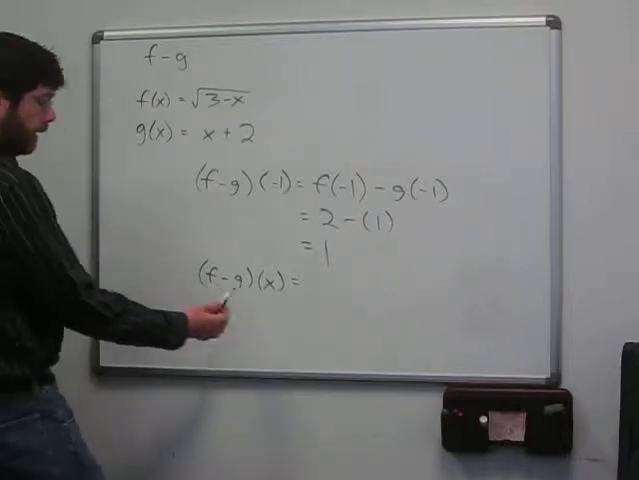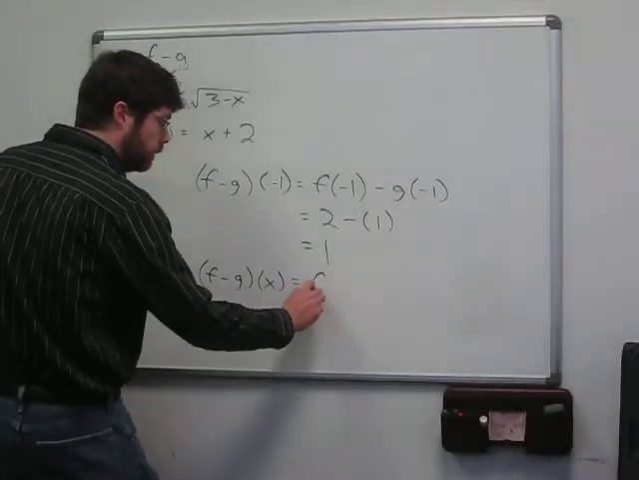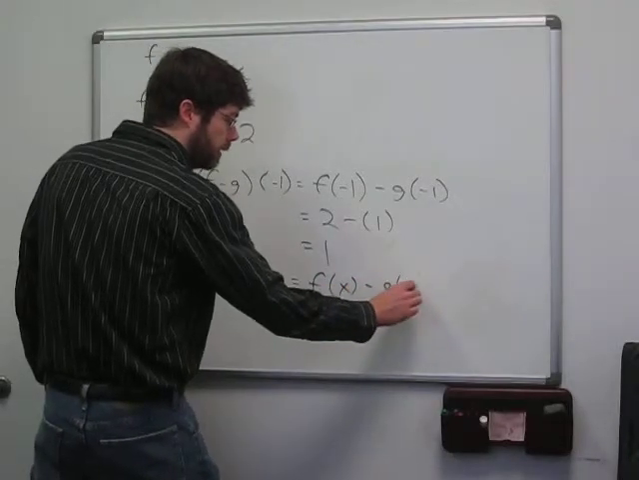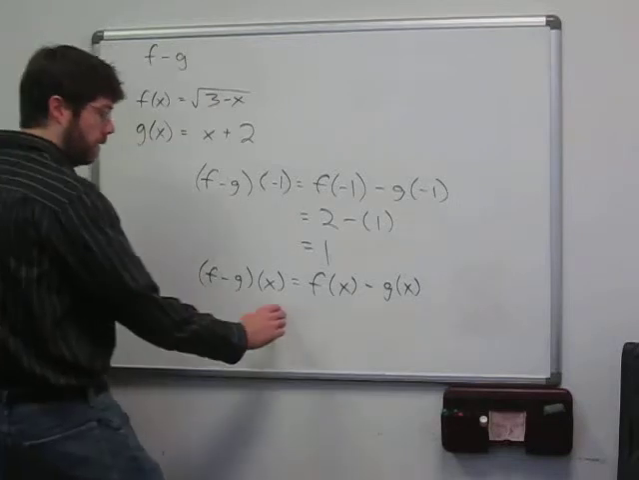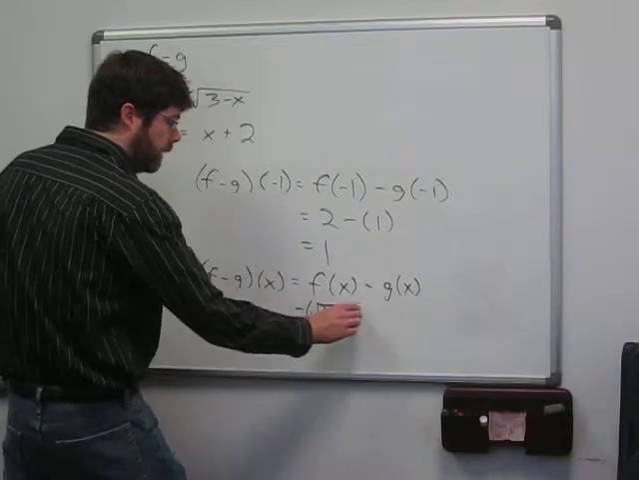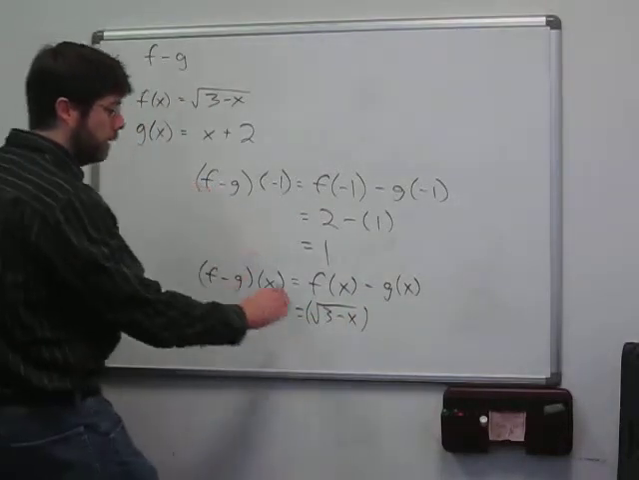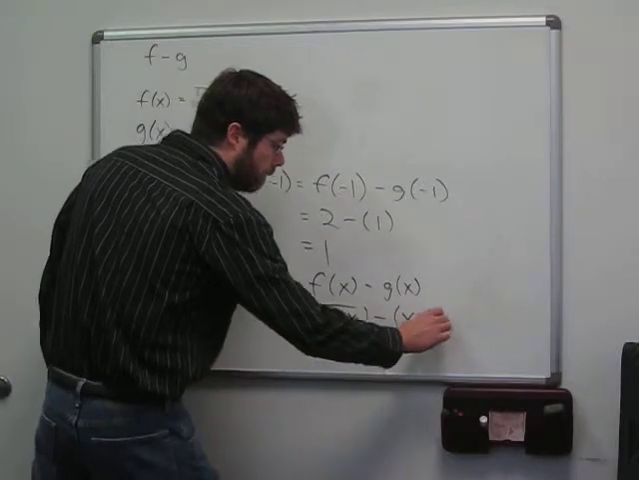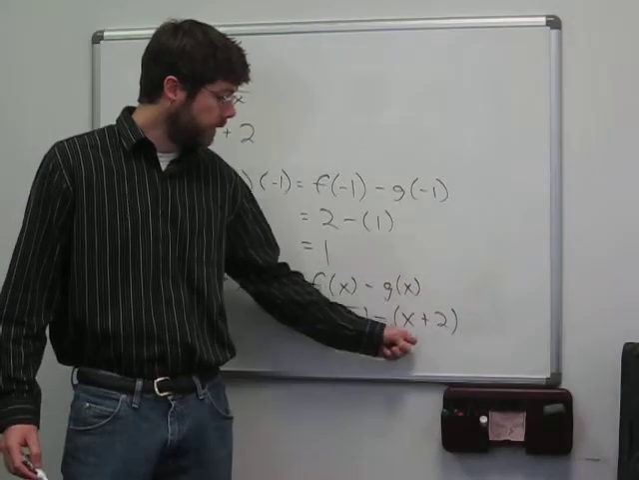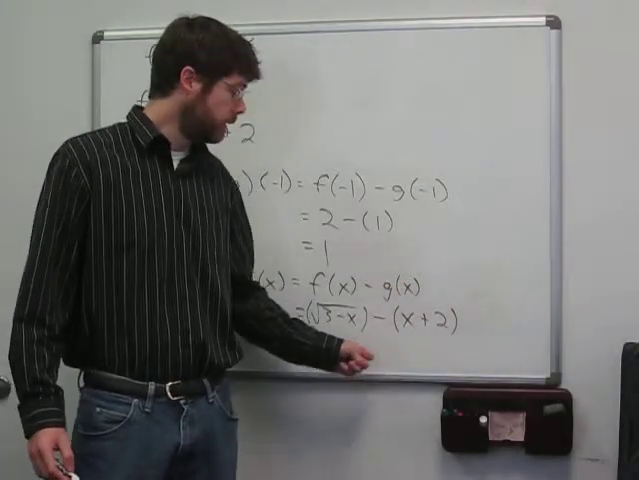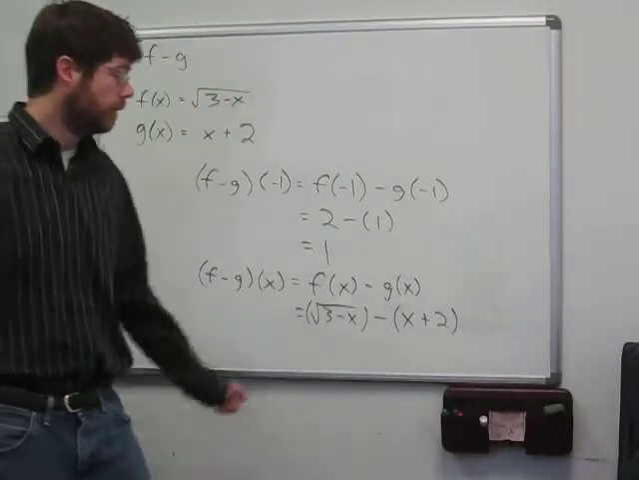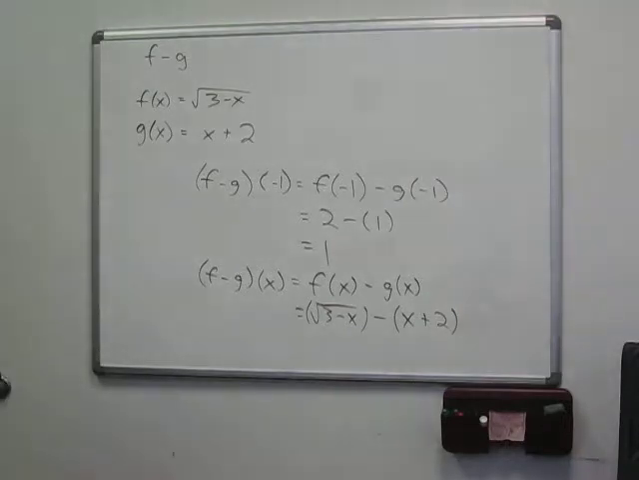Okay. And again, to compute this, we're just going to take the formula for f and subtract the formula for g. So this is the square root of 3 minus x, and we are going to subtract x plus 2. When you are subtracting a function and you make this substitution, it's important to use parentheses because you're going to want to distribute this negative sign correctly over all the terms that show up inside the parentheses.